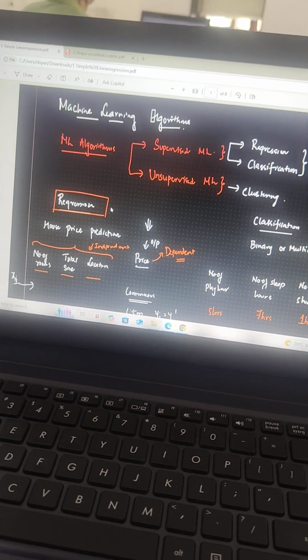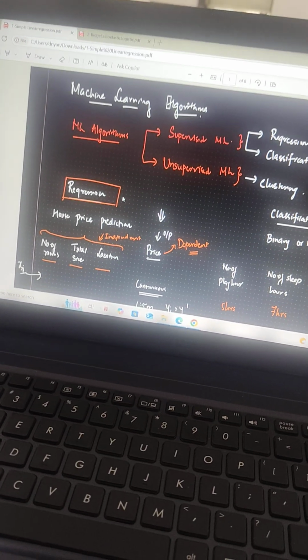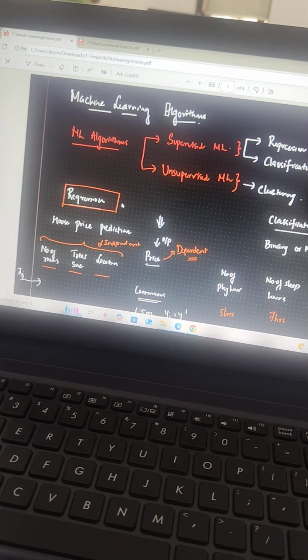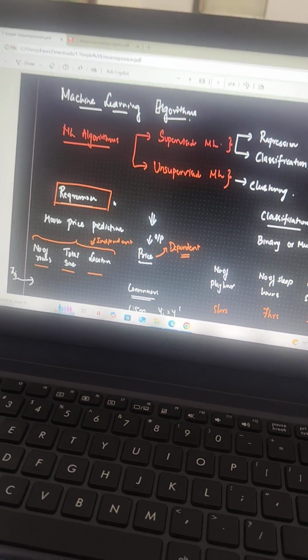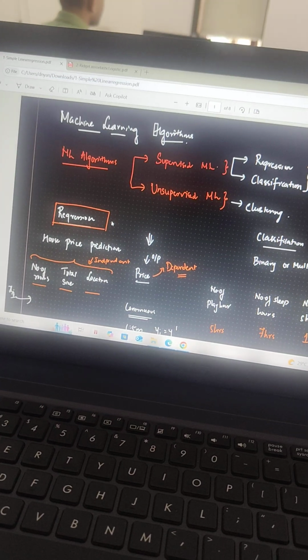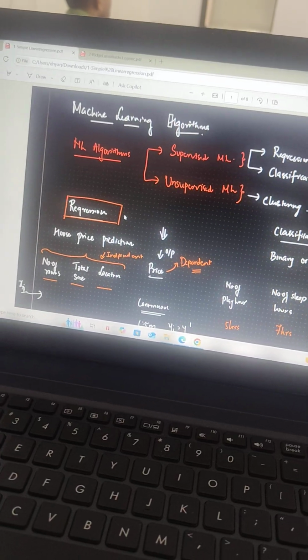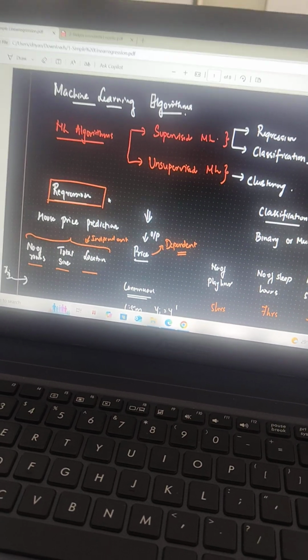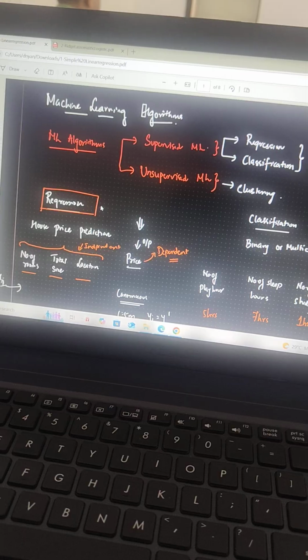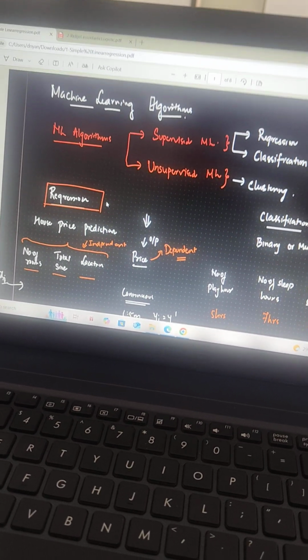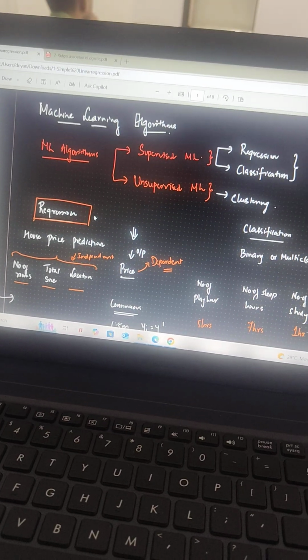Machine learning means we give a machine a brain that can decide everything by itself. This type of machine we call machine learning. In machine learning we have three types. The first type is supervised, the second is unsupervised, and the third one is semi-supervised. But mostly semi-supervised is not used. Mostly we use supervised and unsupervised.